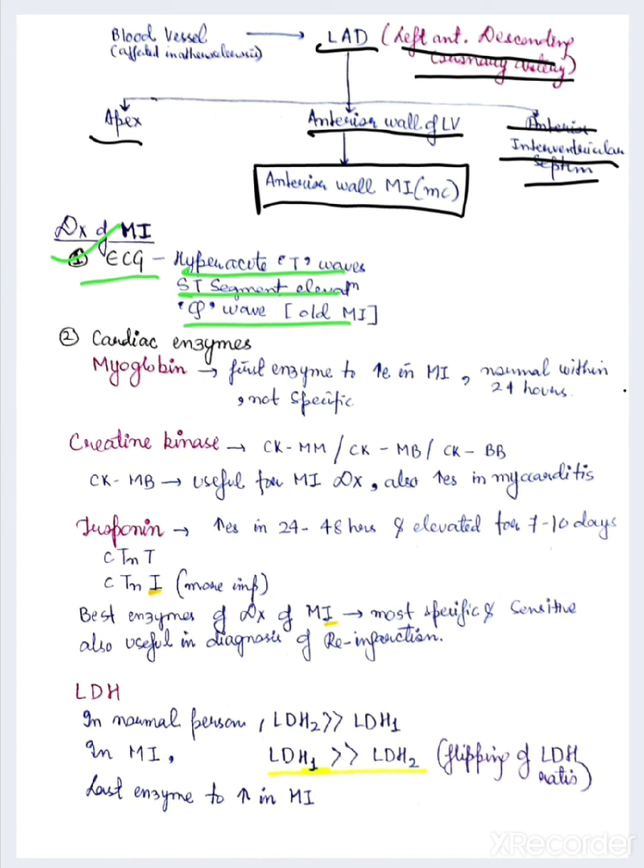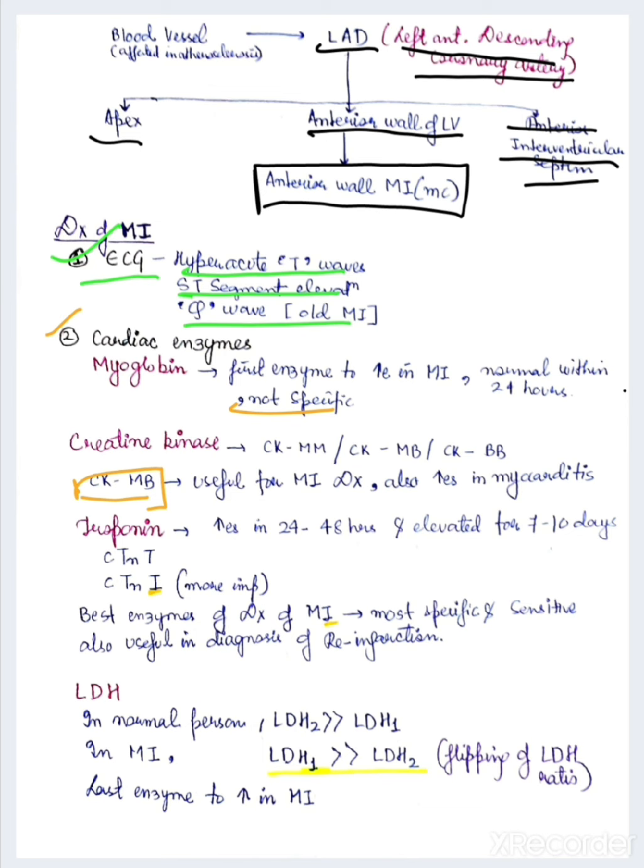Second is cardiac enzymes. Myoglobin is the first enzyme to increase in MI, normal within 24 hours, and it's not specific. Second enzyme is creatine kinase. It is CKMM, CKMB, and CKBB. CKMB is most useful for MI diagnosis and also increases in myocarditis. So most useful for MI diagnosis is CKMB.